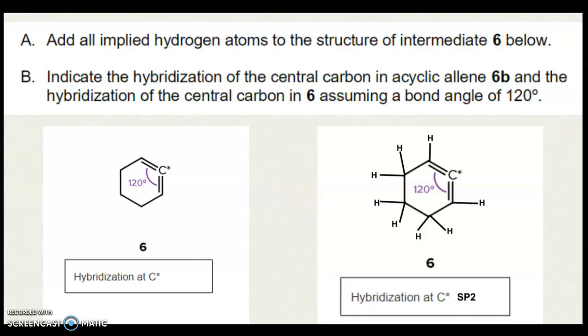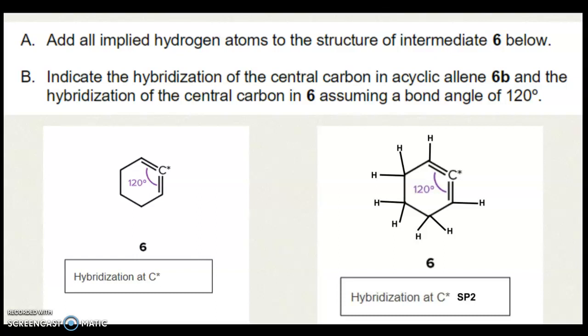The hybridization of the central carbon, the carbon that is starred. So to look at hybridization, we see how many atoms that carbon is connected to. So in this case, the carbon is connected to 2 other carbons. So we would think that the hybridization of the carbon that is starred would be sp hybridized.